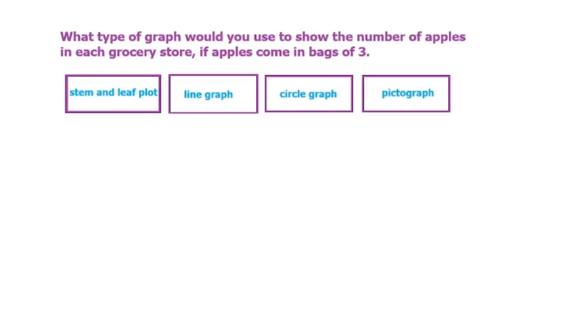In this video, we're going to work on figuring out what would be the best graph to use for a particular situation. So in this problem, it says, what type of graph would you use to show the number of apples in each grocery store if apples come in bags of 3? The choices are stem and leaf plot, line graph, circle graph, or pictograph.